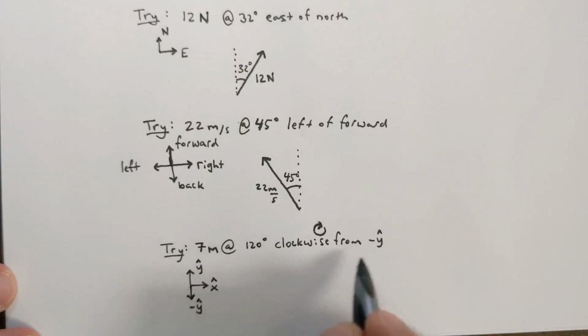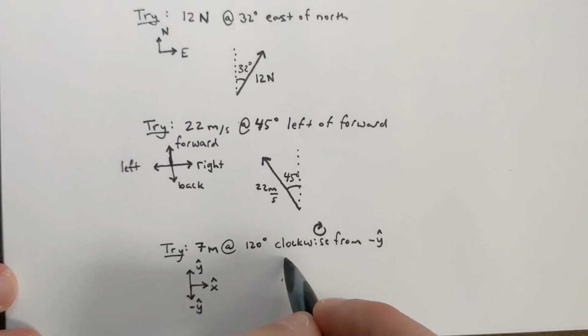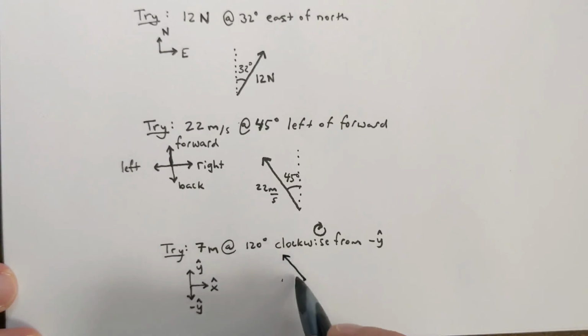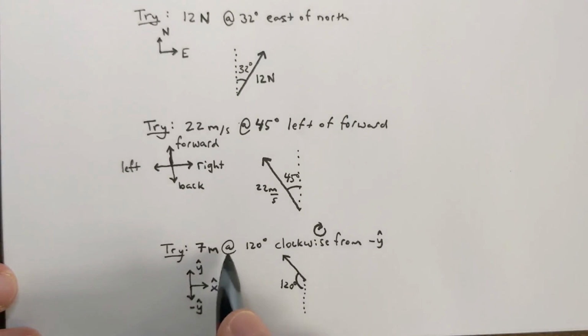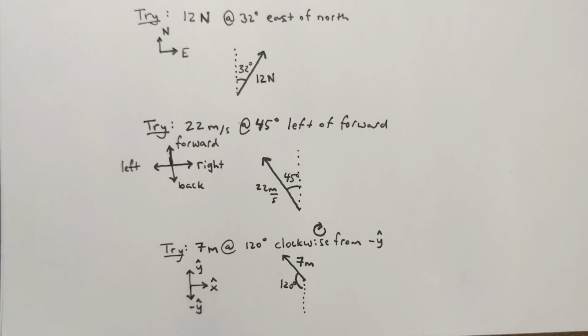So let's begin with negative y. That's where we're going to start measuring our angle. Negative y points along this dotted line. And then we're going to be measuring 120 degrees clockwise. So to get to 120 degrees, I have to go past 90 and then not quite all the way to 180, right? So 120 is going to be somewhere around here. And we're going to be measuring that with respect to the negative y direction. So we start measuring from negative y, and we have to go clockwise 120 degrees. And the magnitude of our vector is 7 meters. All right, great job. That's our last example.